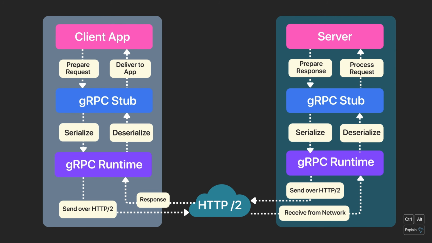Because all of this is generated from your .proto files, you don't write any networking code. gRPC handles serialization, routing, and communication for you. The result is that calling a remote service feels just like calling a normal function, but with high performance, low latency, and built-in support for streaming in both directions.